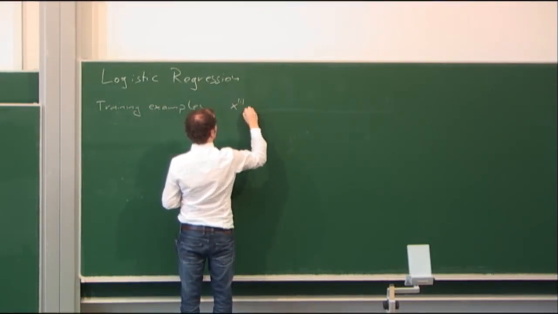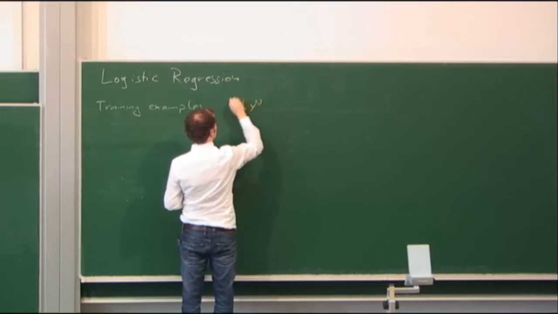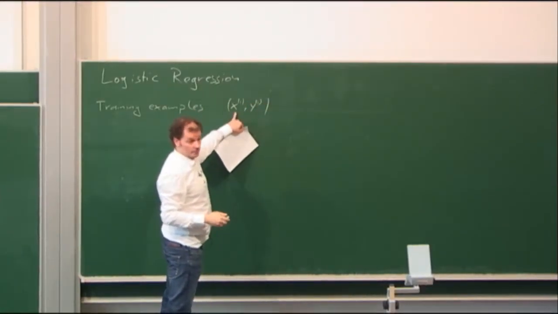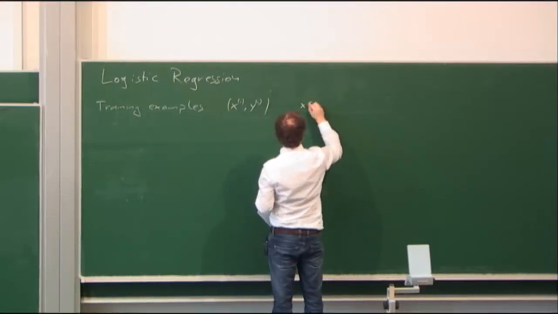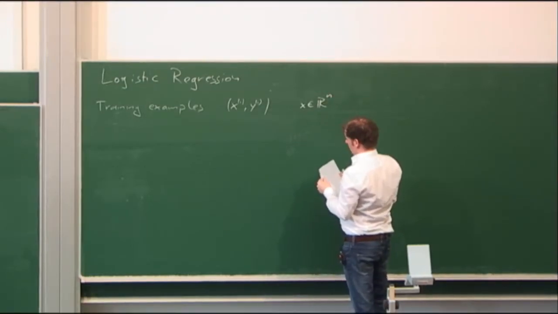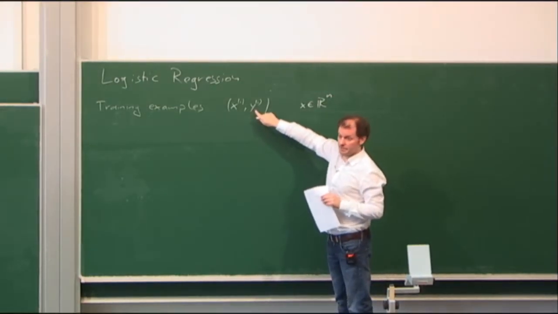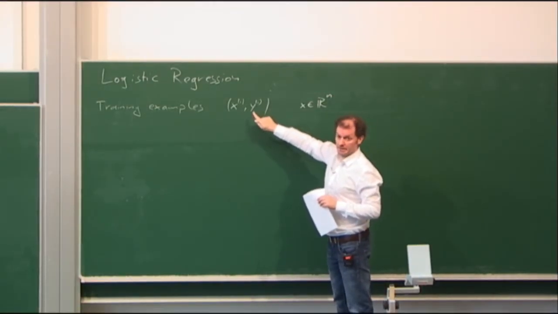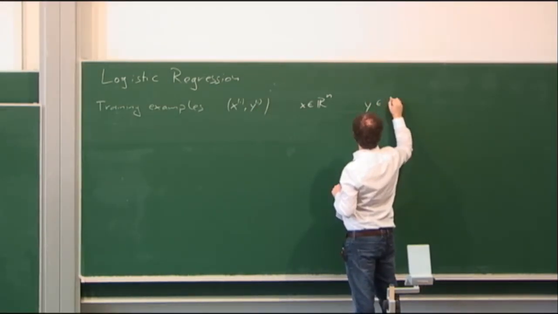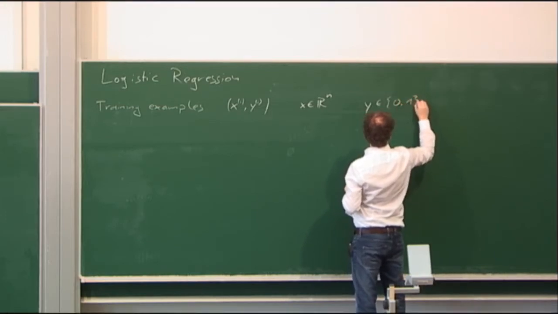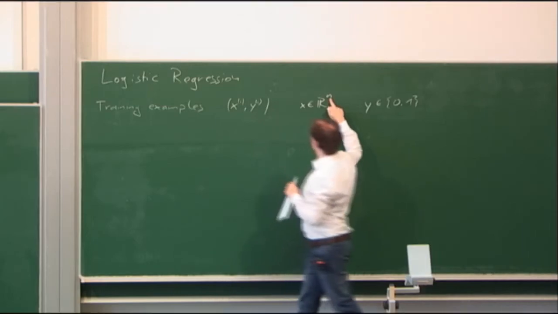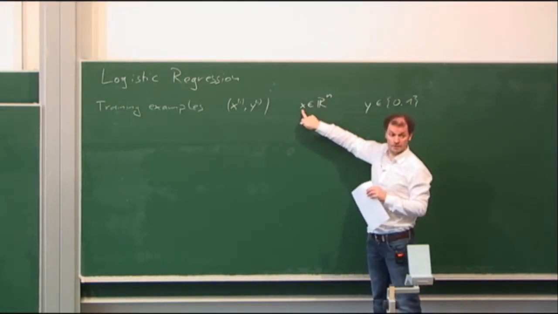Xi, yi, where x is a vector. So x is an element of, it's an n-dimensional vector, and y can be either 0 or 1. So y can be nothing else but 0 or 1. So n here is the number of features in our feature vector x.